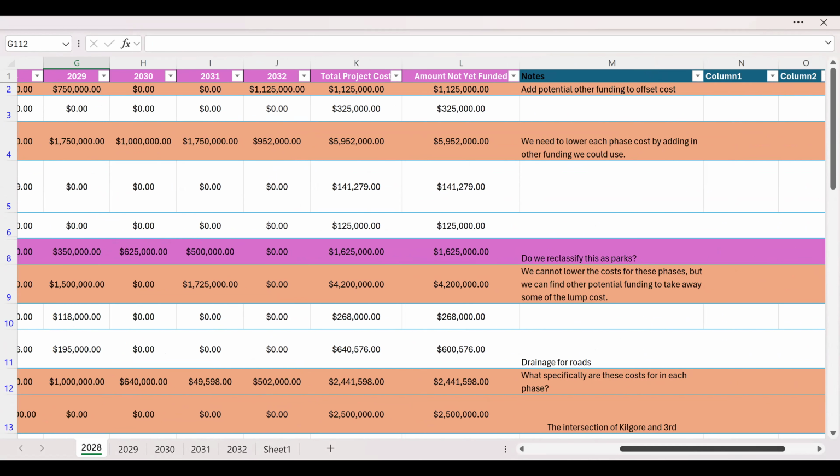So you have, okay, so we put in some notes here. And it's gonna tell you, we need to lower each phase cost by adding in other funding that we could use. So whenever you see that kind of thing, that means that this project is very, very expensive. And even whenever we phase it out, it's going to be too high of an ask. So we need to make sure that we are looking at other ways of funding it as well, whether it's general funds, grants, but what kind of grants?